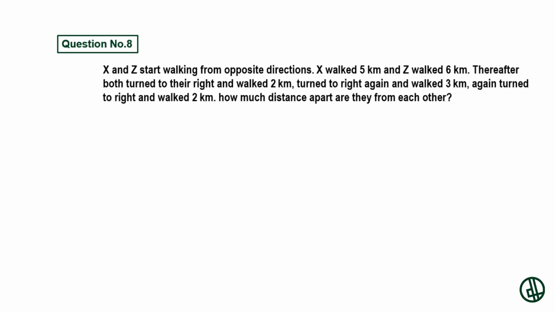Question number 8. X and Z start walking from opposite directions. X walked 5 kilometers and Z walked 6 kilometers. Thereafter both turned to their right and walked 2 kilometers, turned to right again and walked 3 kilometers, again turned to right and walked 2 kilometers. How much distance apart are they from each other?